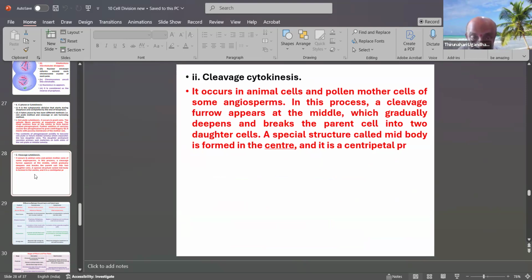In this process, a cleavage furrow appears at the middle, which gradually deepens and divides the parent cell into two daughter cells. A specific structure called the mid body is formed in the center. This is also important in cleavage.